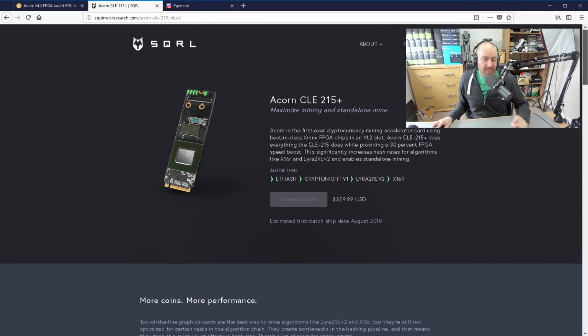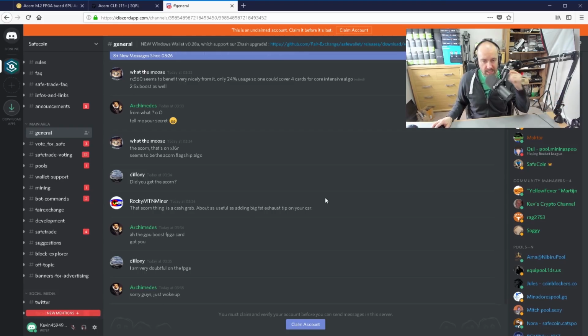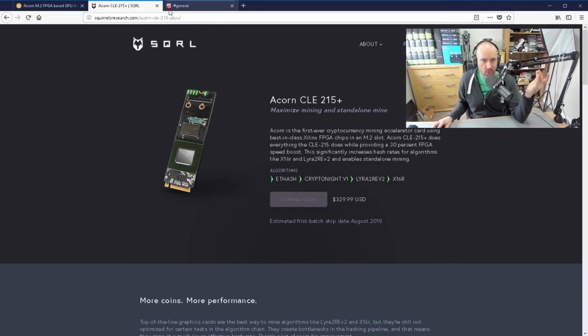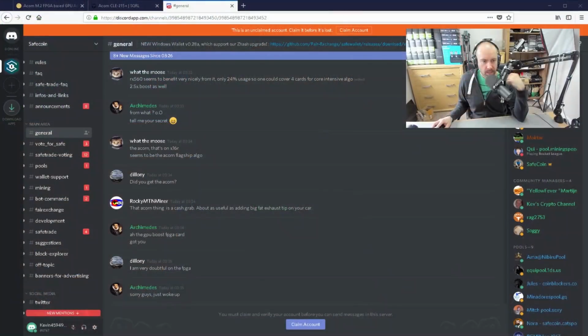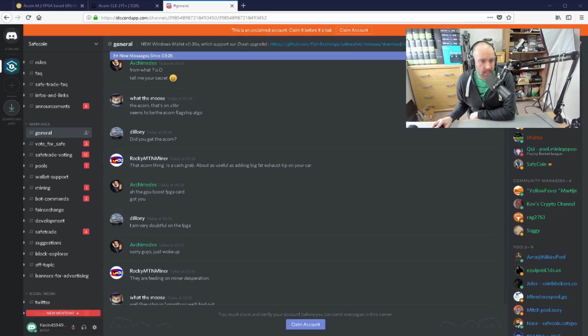But to play devil's advocate, which I like to do, I was on the SafeCoin Discord today and I was checking discussions from last night, and a lot of people were talking about it, and some people were saying it's snake oil and it's all hype. And remember, these products are selling for $330, $300 and $200. What some people are saying is for the money, you'd be as well just buying more GPUs, or you could buy an ASIC mining machine or whatever. So I'll scroll down some of the discussions to give you an idea of what some people were saying. Did you get the Acorn? Rocky MTN Miner was saying that the Acorn thing is a cash grab, about as useful as adding big fat exhaust tips to your car.